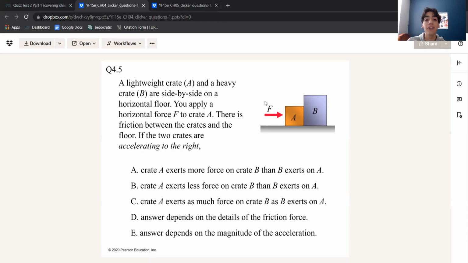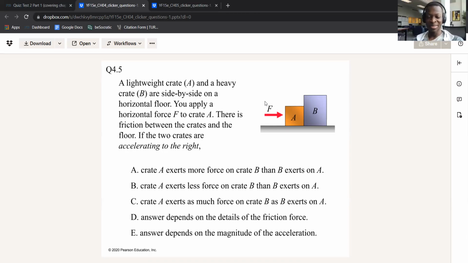So it says, if the two crates are accelerating to the right, crate A exerts more force on B than B exerts on A. Crate A exerts less force on crate B than B exerts on A. Crate A exerts as much force on B as B exerts on A. The answer depends on the details of the friction force. And the final one is the answer depends on the magnitude of the acceleration.